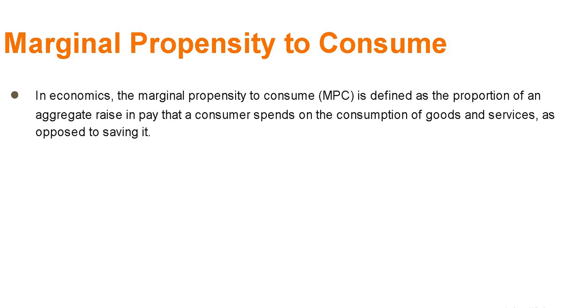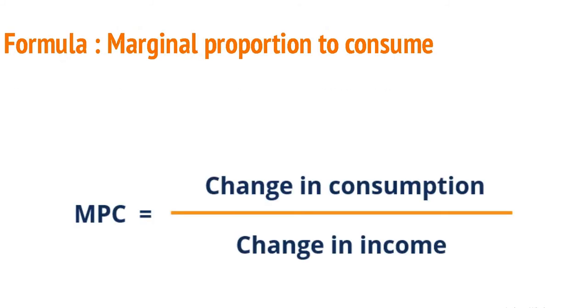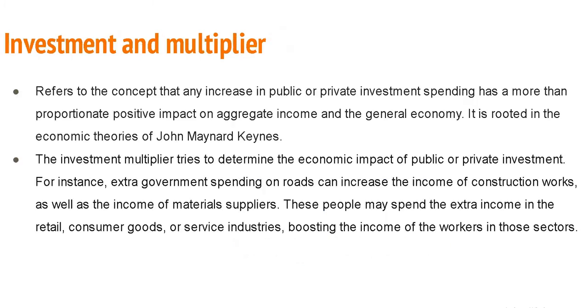Marginal propensity to consume in economics. The MPC is defined as the proportion of an aggregate raise in pay that a consumer spends on the consumption of goods and services as opposed to saving it. The formula for this is MPC equals change in consumption over change in income.